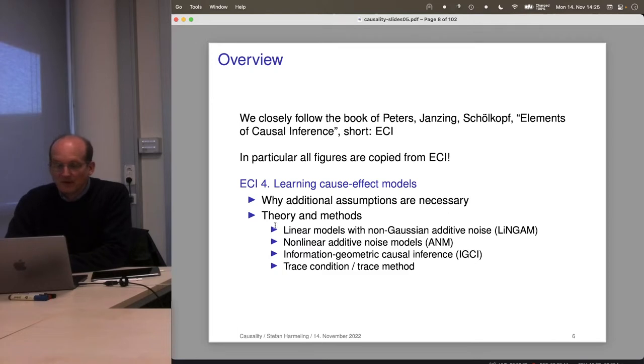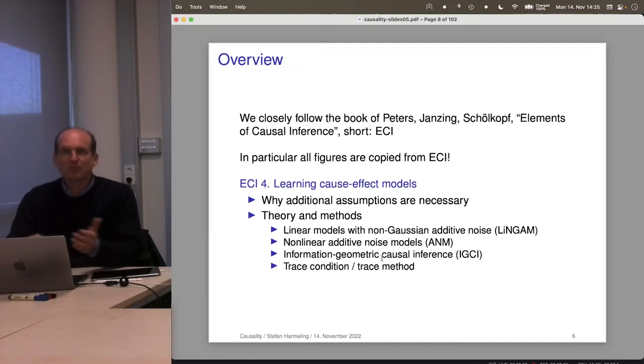So first of all, now we will just look why we need additional assumptions, right? It might be clear already by now, but I will reiterate it. That's important. And then we will look at theory and methods. Basically, there's always a theory where people prove some asymmetry that they can show in a joint distribution under certain assumptions, and then how it could be exploited by an algorithm to decide whether X implies Y or Y implies X, okay? And there are four different methods that we look at. We look at the LiNGAM method, the additive noise models, the information geometric causal inference, and the trace method.